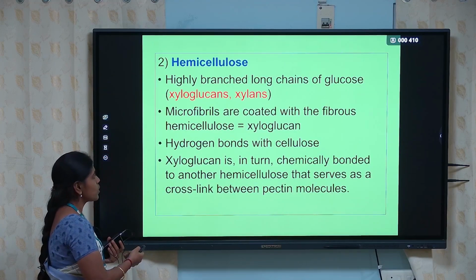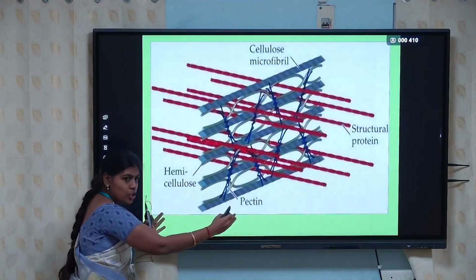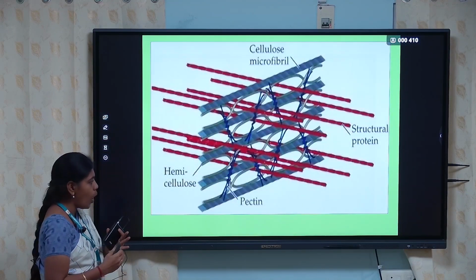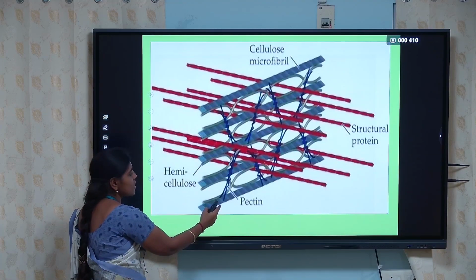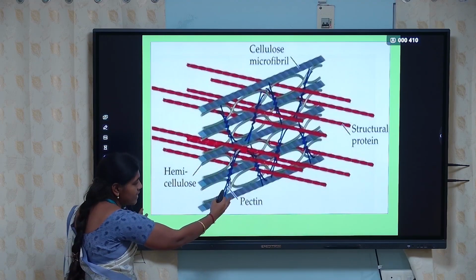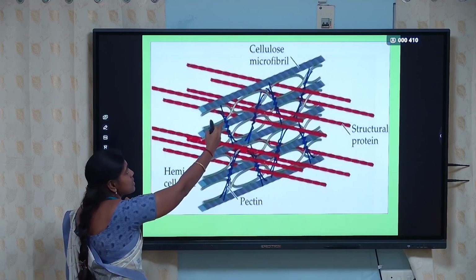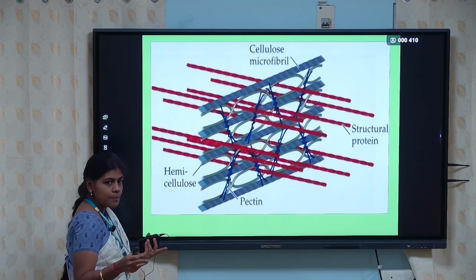Now you have a clear image. So imagine this is the clear image of the primary cell wall. So this is the hemicellulose. In between this hemicellulose there are the structural proteins and pectins, and this is the cellulose microfibrils. So is it clear? Yes.